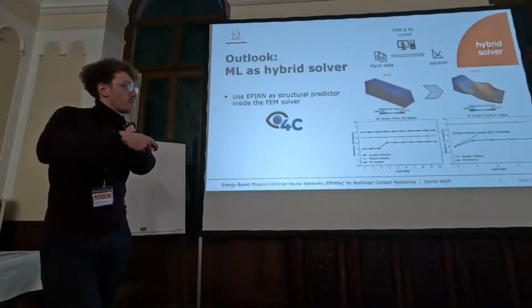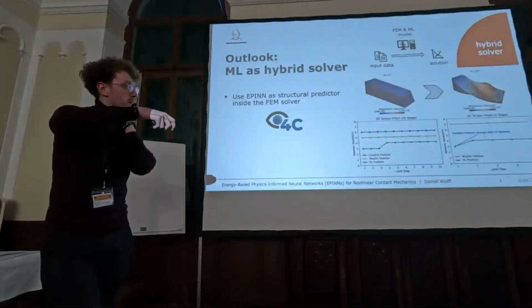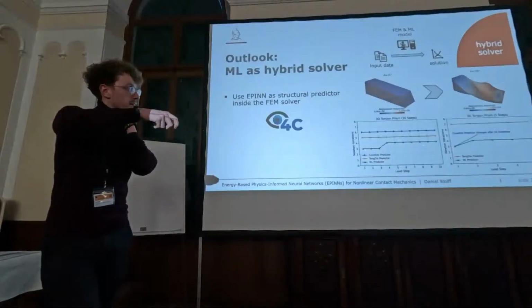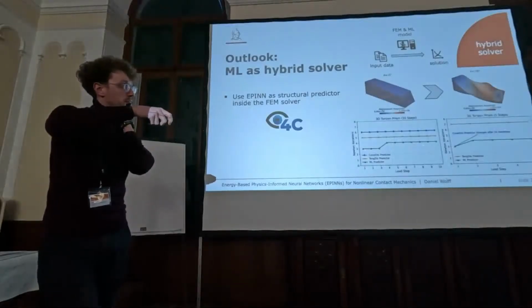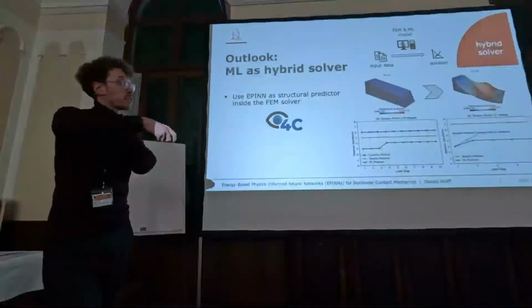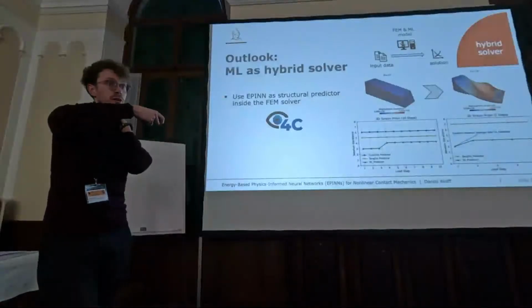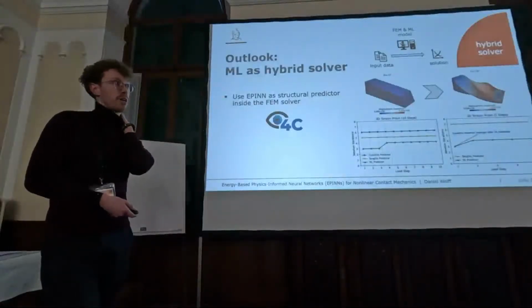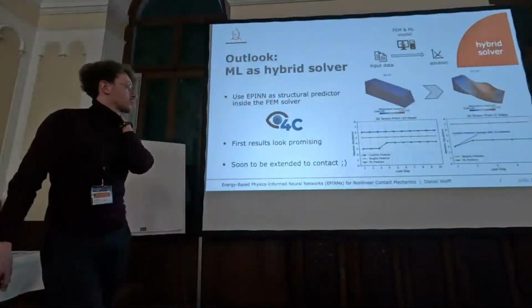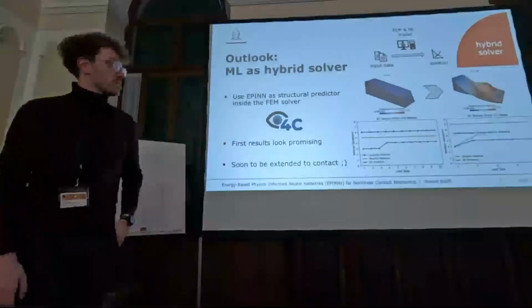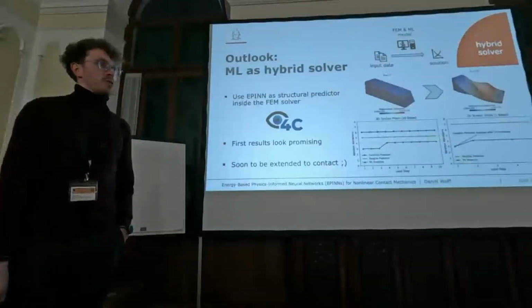And basically what I wanted to give you as a take-home message is here. Again, the green lines are our machine learning model, and we see that we are able to reduce the Newton iterations by taking such a machine learning model as structural predictor in our FEM solver. Of course, this is just a preliminary result, but it's looking promising, and we hope to extend this also to the contact applications soon.